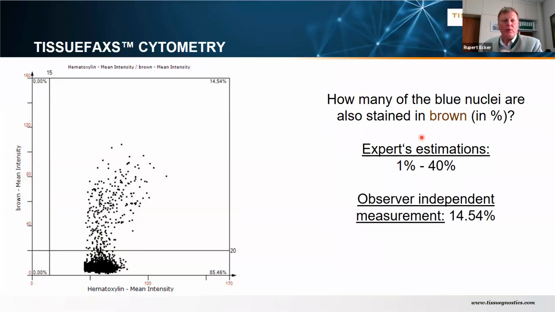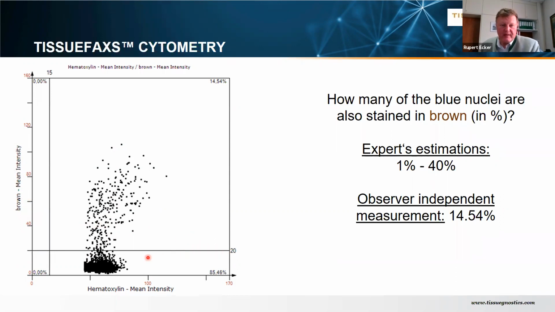And the measurement is shown now in something we would call a FAXS plot, a dot plot from flow cytometry, but each dot that you see here represents a single cell in that colon tissue. On the x-axis, we see the mean intensity of the blue marker, the hematoxylin. On the y-axis, the mean intensity of the brown marker, Ki67.